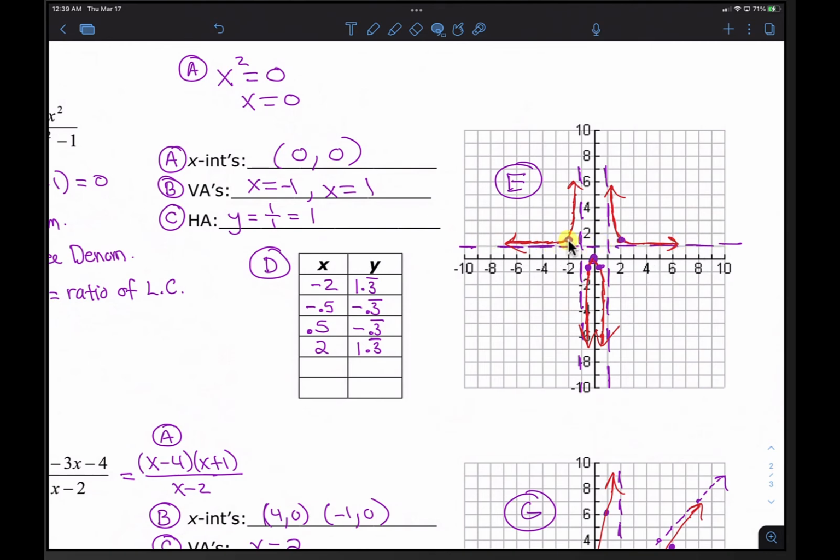This point here is negative 2, 1.3 repeating. This is positive 2, 1.3 repeating. This is your x-intercept at 0, 0. This is your point negative 0.5, negative 0.3 repeating. And this is positive 0.5, negative 0.3 repeating.